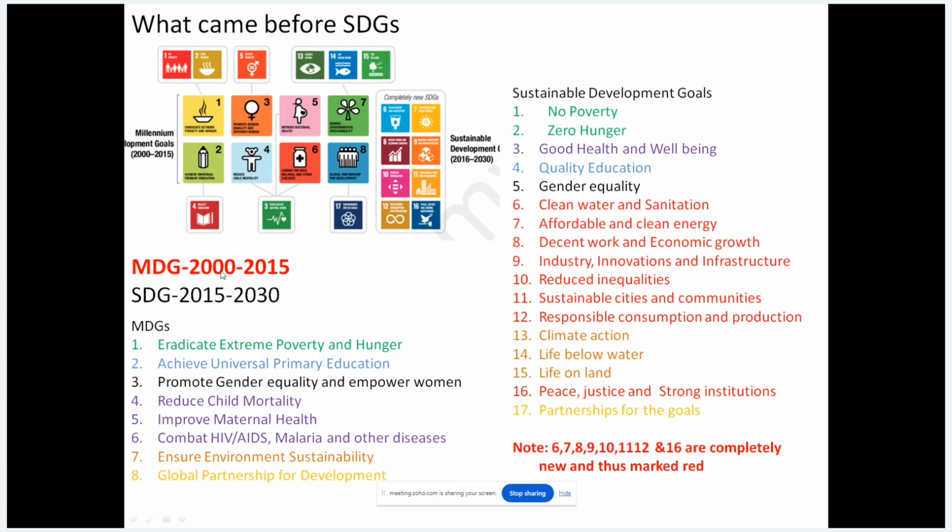So what was the tenure of the MDGs? 2000 to 2015, and this is 2016 to 2030. 2016 to 2030 is the SDG tenure which has been fixed. After 2030, some new things may start coming, but these are targeted to be implemented during the course of 2016 to 2030. Again, it is written here that these are all completely new and thus marked red.